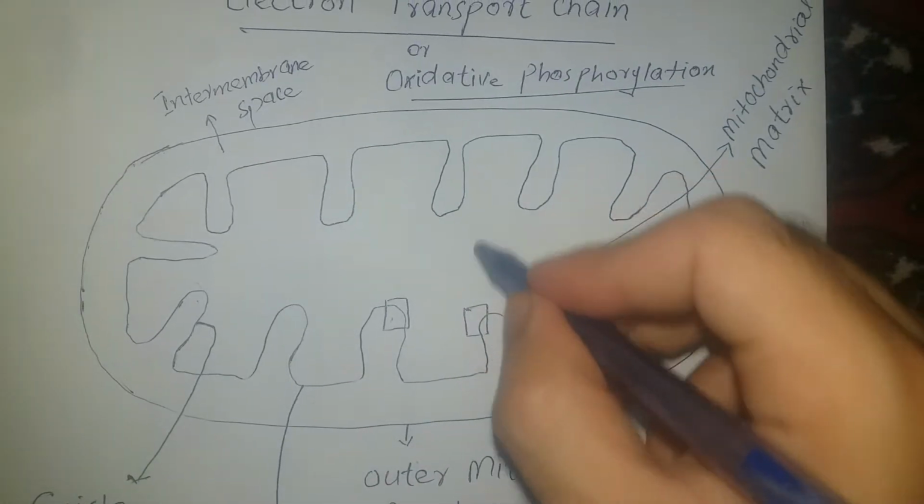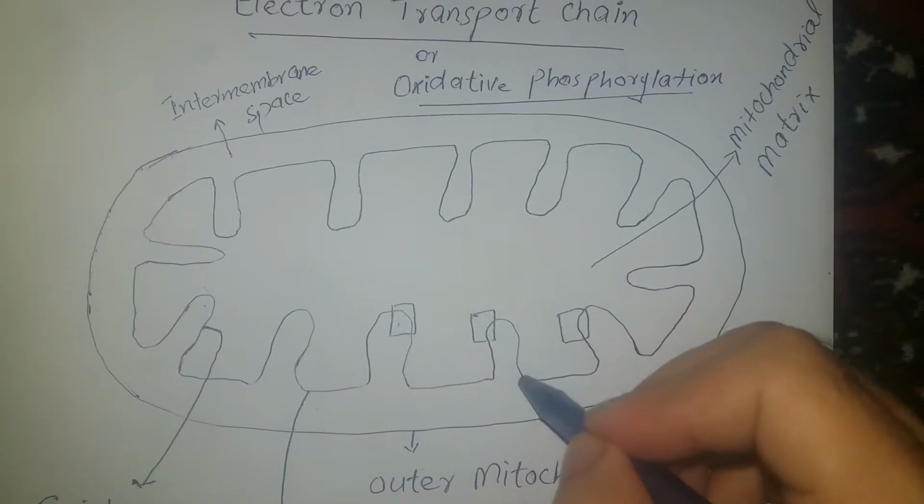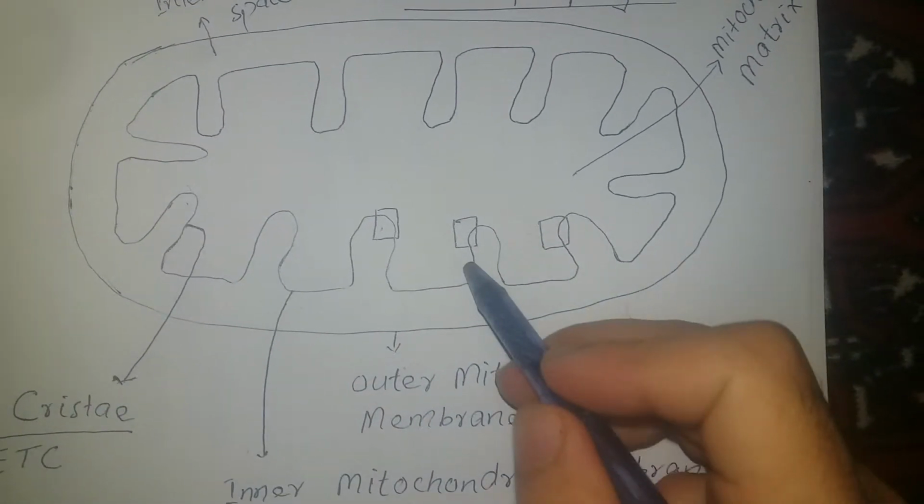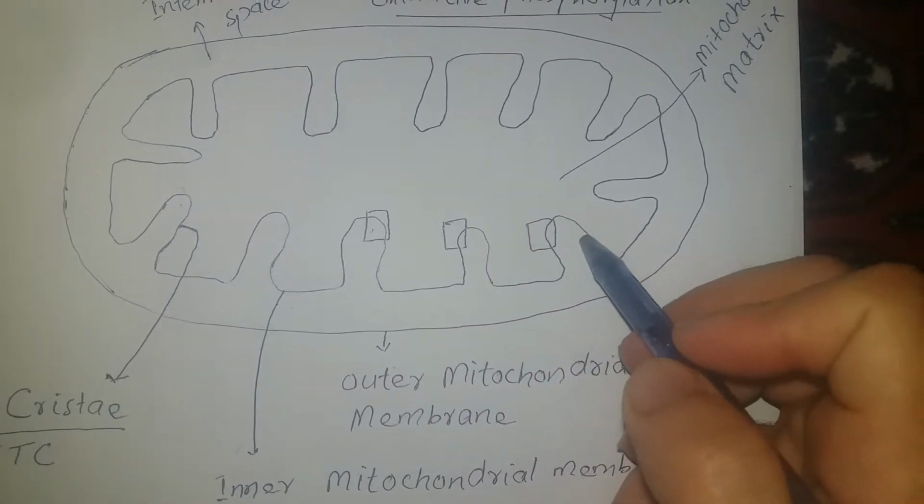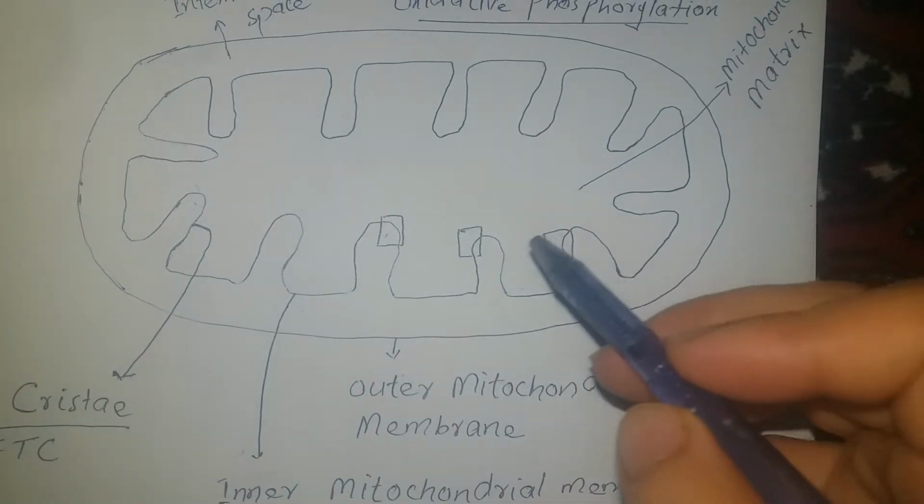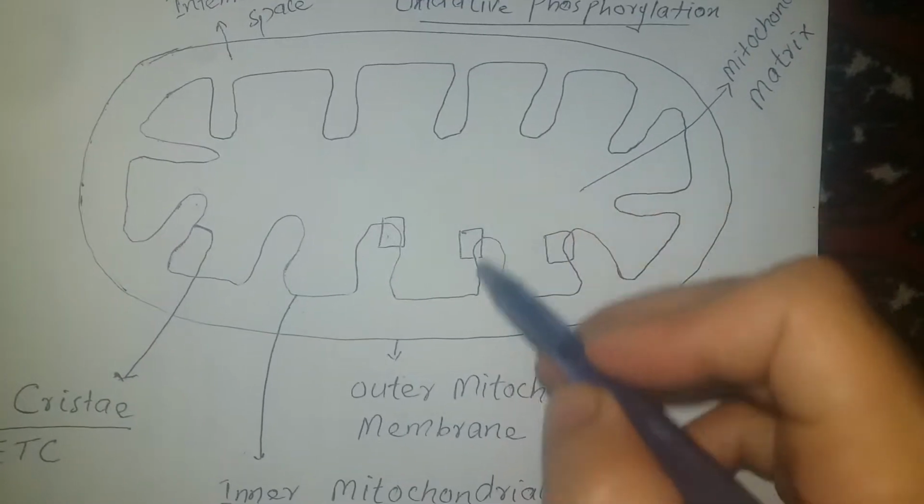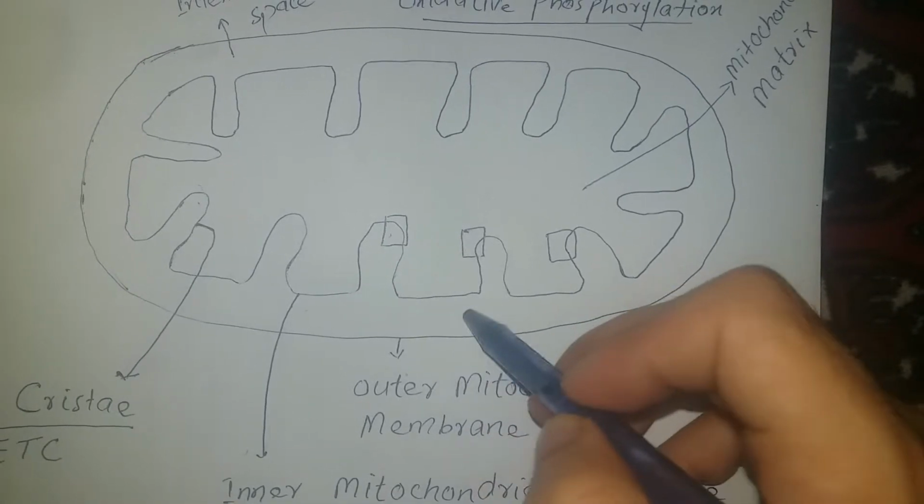It is the mitochondrial matrix, it is the intermembrane space, and the electron transport chain is located in this inner membrane of mitochondria. This is the outer membrane of mitochondria, this is the inner membrane, and these finger-like projections are called cristae, and these cristae contain components of the electron transport chain. This is the mitochondrial matrix, and this is the intermembrane space between these two membranes.